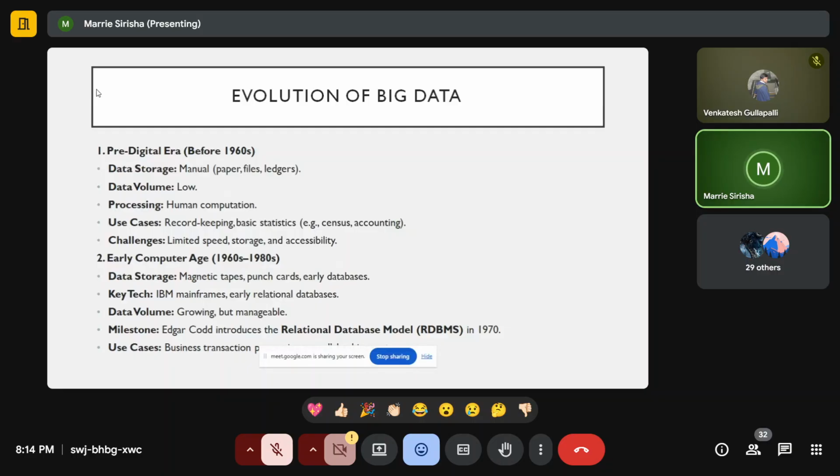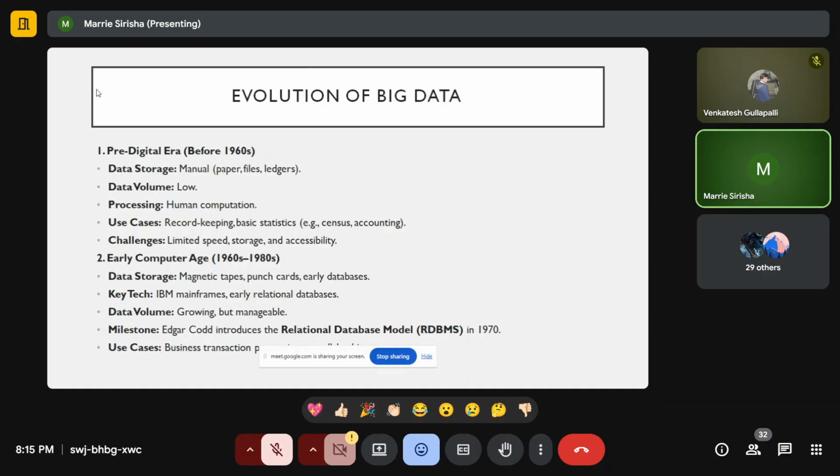Next one, early computers. I cannot say it is a race, the emerging of the computer. So what happened here? It is between 1960s to 1980s. What happened is, data storage etlunde, magnetic tapes, punch cards, and early databases. Because that is the early computer age, it has the data storage in these forms. And next, what is the key technology we are using? IBM mainframes, and early relational databases introduced between 1960s to 1980s. So we are using the databases.